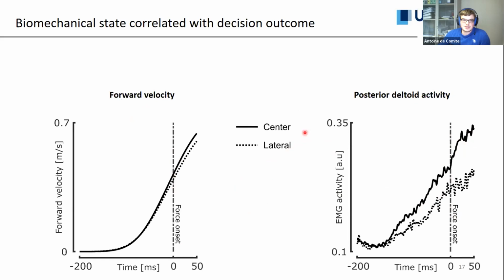So this could suggest that if the subject has a higher EMG activity in this muscle at perturbation onset, it is way more likely to counter the perturbation and go back to the central target. In order to go deeper into this effect, we designed a second experiment where the goal was to artificially increase the activity of these muscles.